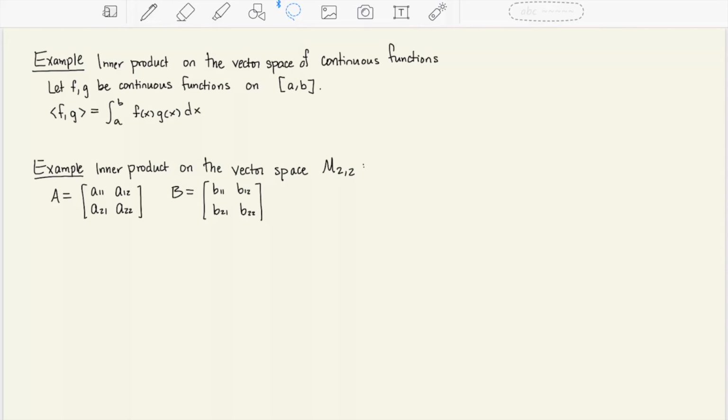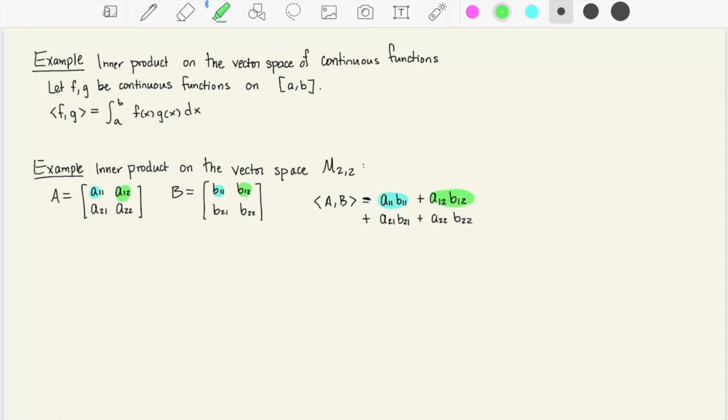This is the vector space of 2 by 2 matrices. If we take 2 of them, let's say A and B, then we can define an inner product like this. We'll take the inner product of A and B to be equal to A1,1 B1,1. So take the first 2 entries and multiply them together to give you this term. Then take the next 2 entries multiplied together to give you this term, and then the next 2 entries, and the next 2 entries, and add them up.